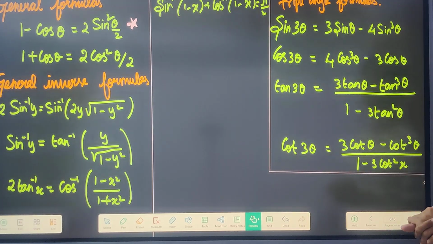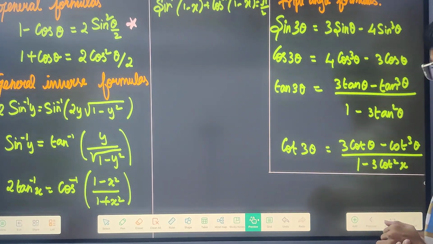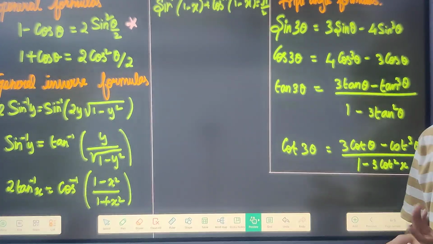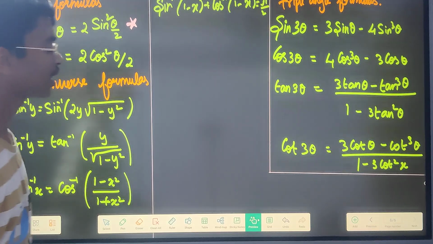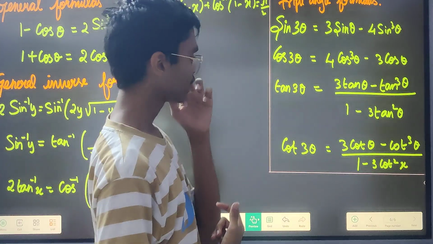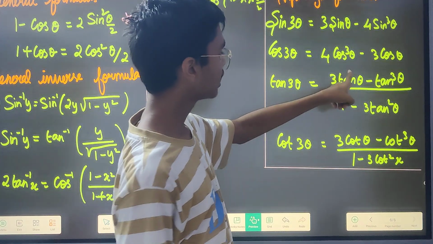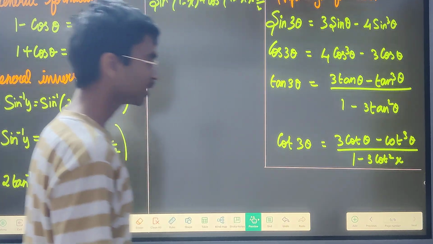Next is tan 3 theta. What is this? Tan 3 theta is equal to 3 tan theta minus tan cube theta, whole divided by 1 minus 3 tan square theta. Next, in place of tan, just substitute cot, then you will get 3 cot theta minus cot cube theta, whole divided by 1 minus 3 cot square theta.